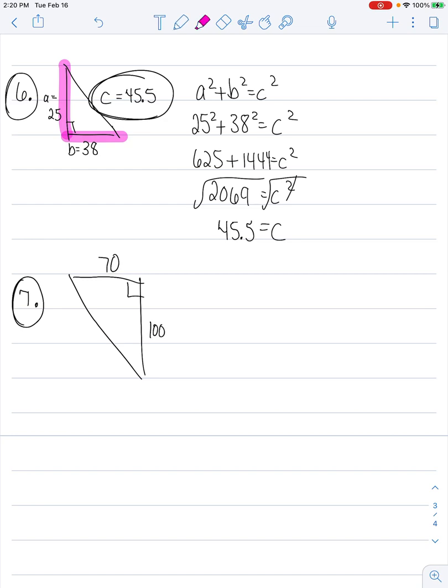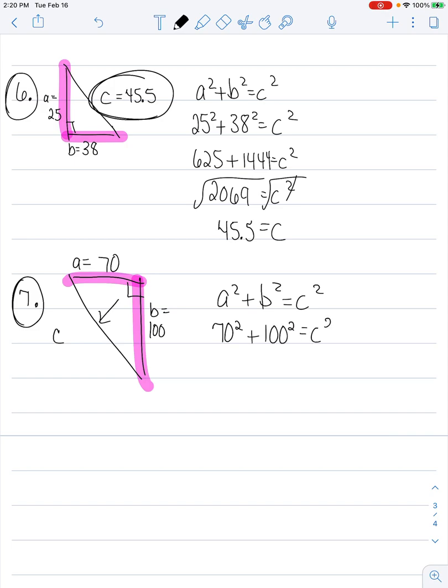The first question I ask myself is, do I have c or do I need c? The way you do that is you find your L and draw your arrow across. I don't have c, so that's what I leave in my equation. Either of these can be a or b. So a squared plus b squared equals c squared. I said a was 70 squared plus b was 100 squared equals c squared.